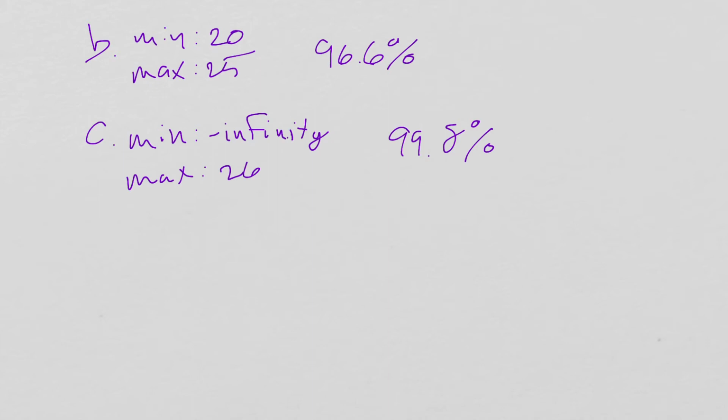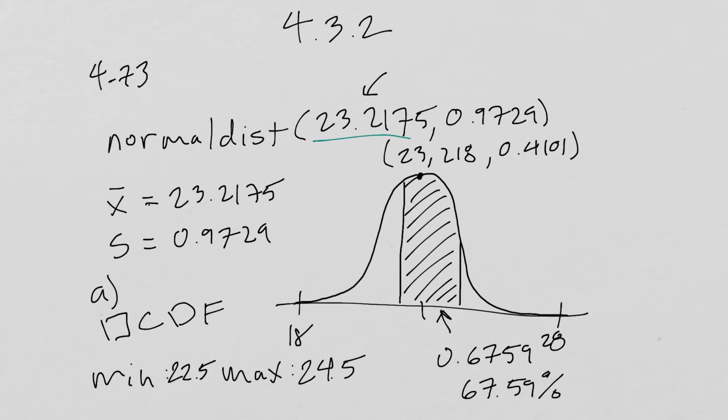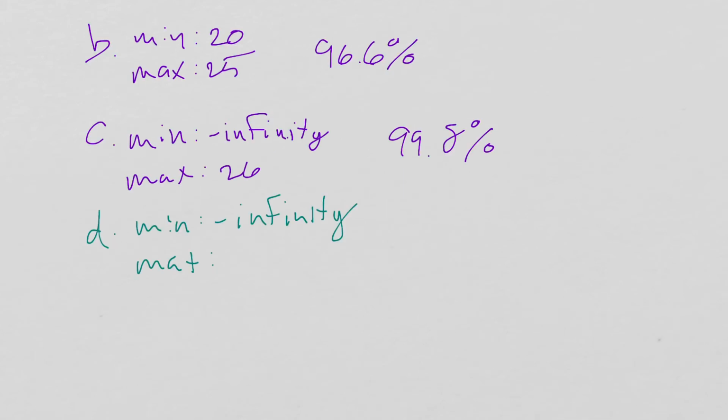So that's part C. Lastly, part D, we have what percentage of women in the sample run faster than the mean time? What percent of women in the population does the model predict will run faster than the mean time? So now our minimum is still going to be negative infinity, but now our maximum is going to be the mean. And the mean was 23.2175. So max is going to be 23.2175. Let's change that on Desmos again.